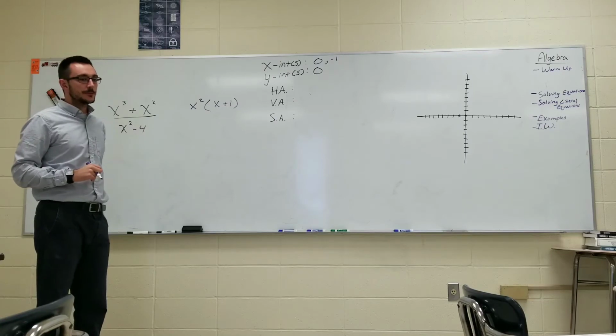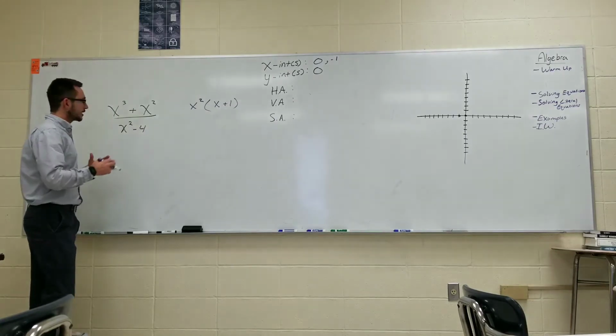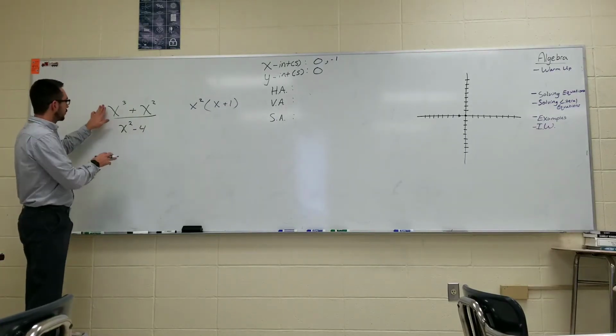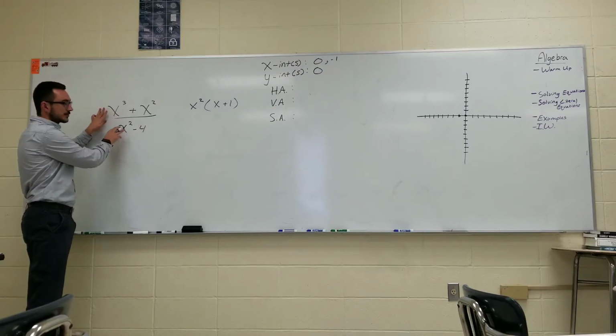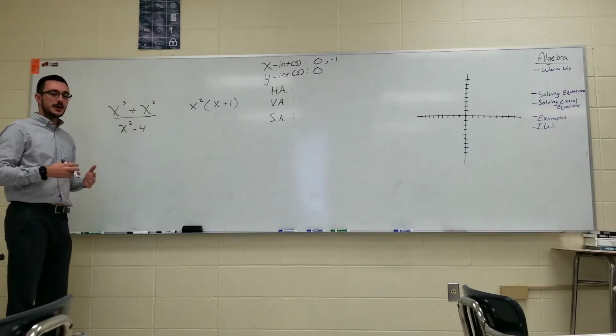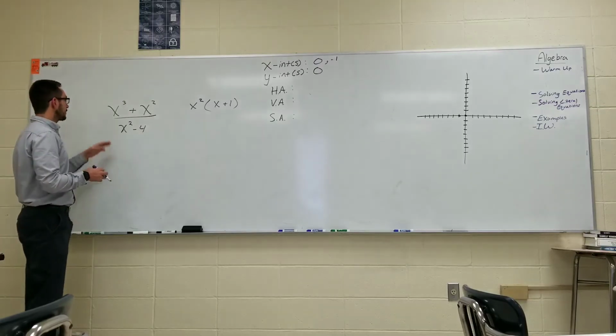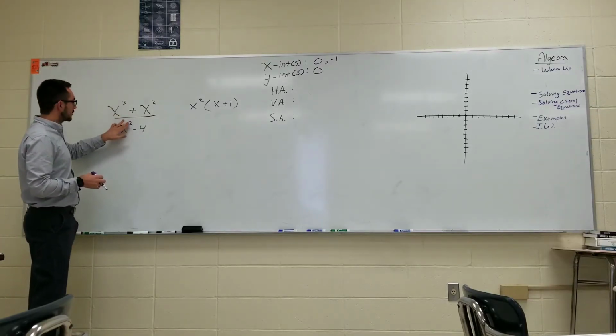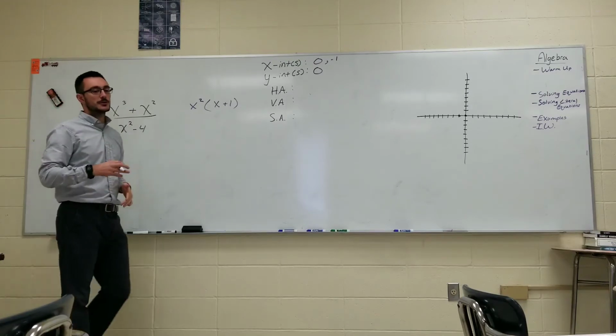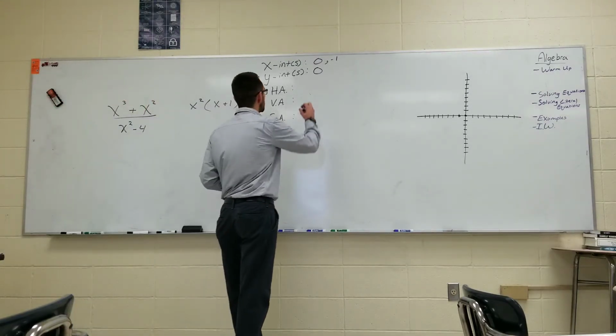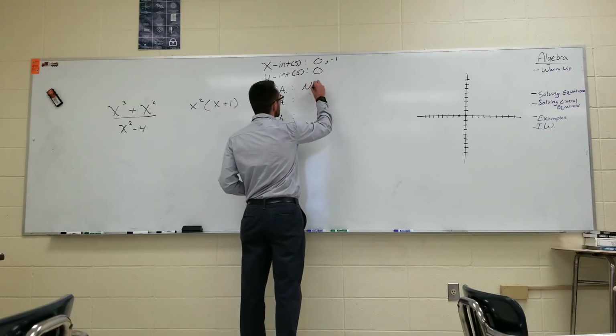Horizontal asymptote. Normally we would check what degree is the biggest on the top and on the bottom. They'd have to be the same. We divide a bunch of stuff out. But here we realize right off the bat that the degree of the top is 3 and the degree of the bottom is 2. So it's not going to work out for us. We're actually not going to have one here.